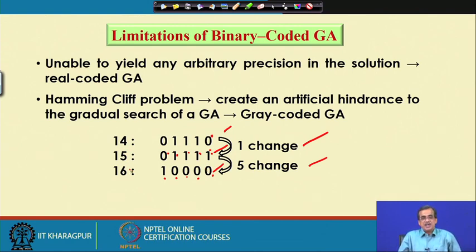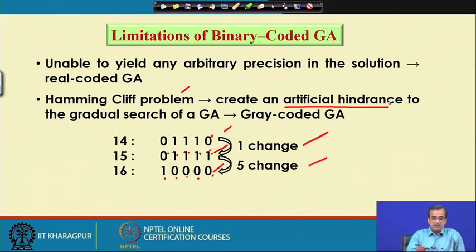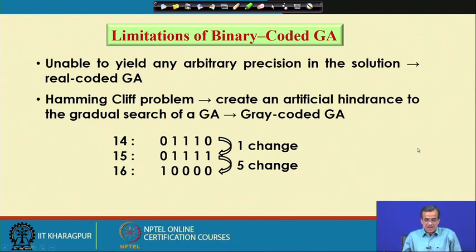That means, in binary coding, if I want to move from a particular number to the next number or to the previous number, the number of changes in the bits is not the same, and this problem is known as the Hamming-Cliff problem of a binary code. Now, this Hamming-Cliff problem is going to create an artificial hindrance to the gradual search of the GA. If I want to ensure a very efficient search for this GA, I will have to ensure a gradual search.